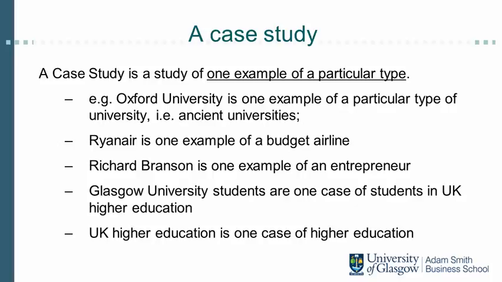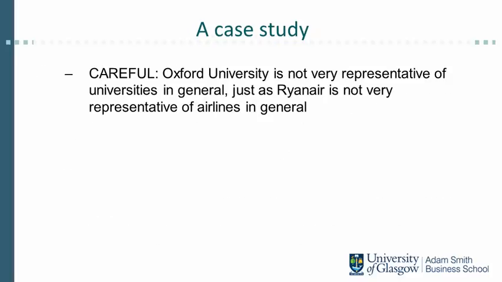Now, are these examples characteristic of their type? Is Oxford University characteristic of all British universities, or even of an ancient university? I think you would agree that it's not. Similarly, Ryanair is not characteristic of all budget airlines. So if you undertake research using Ryanair as a case study, your findings will not be generalizable to other airlines, not even to other budget airlines. So the issue of generalizability is a key one with case studies.